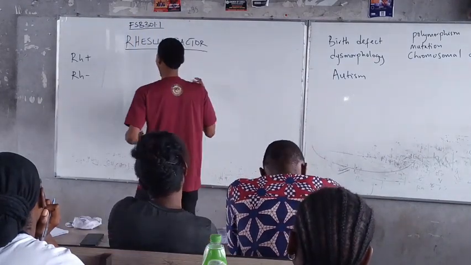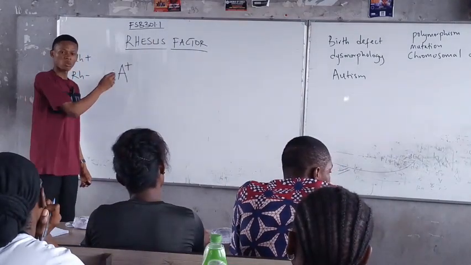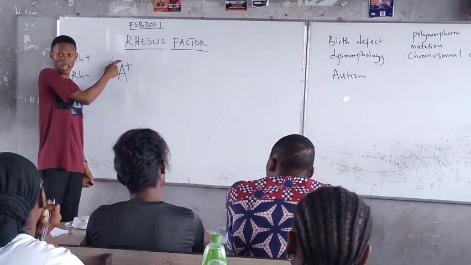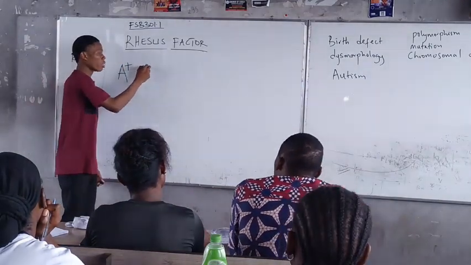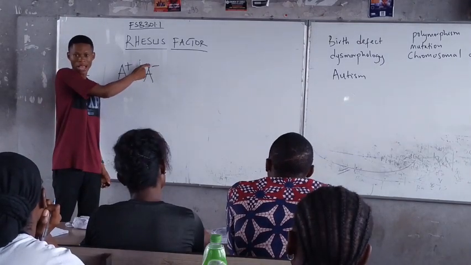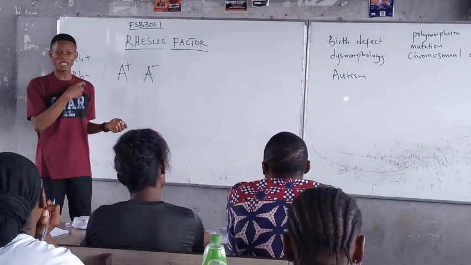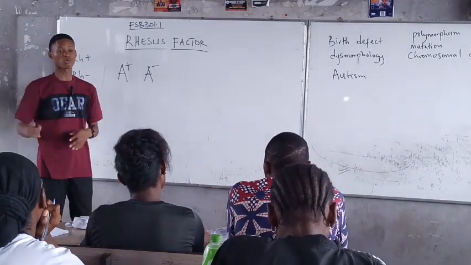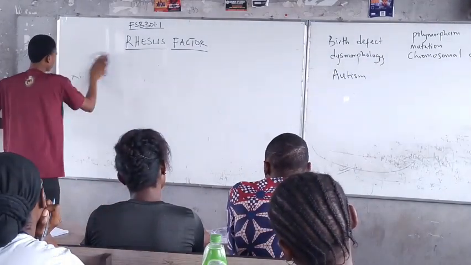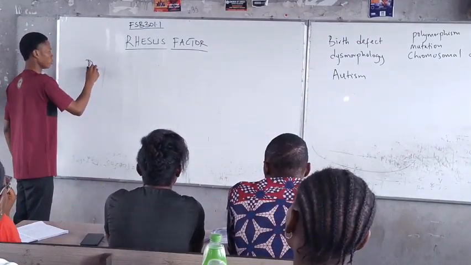So if I say I am blood group A positive, it means I'm of blood group A and I have the antigen, the rhesus factor. If I'm blood group A negative, it means I don't have the rhesus factor, is it not? Good. Okay, before we relate it to the blood transfusion chart, let me start with pregnancy. In pregnancy, let's assume this is a pregnant woman.